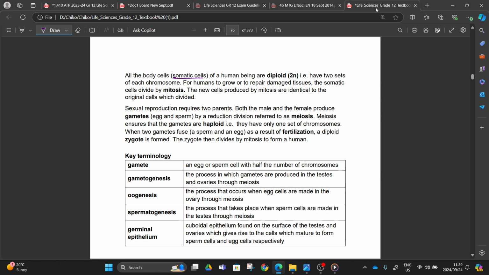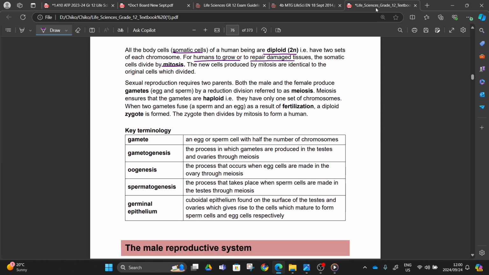Somatic cells are diploid cells, right? They undergo the process of mitosis when our human body is growing or we are repairing damaged tissue. But our gametes are formed by a process called meiosis, where these diploid cells are halved to form haploid cells. These two cells, a sperm cell and an egg cell, are going to fuse in a process resulting in fertilization, and then a diploid zygote is formed, and the zygote is going to develop by mitosis to form a human body.